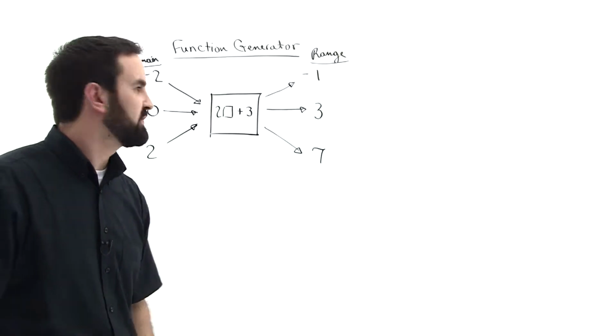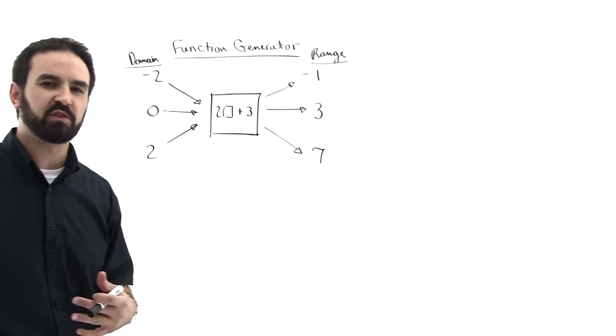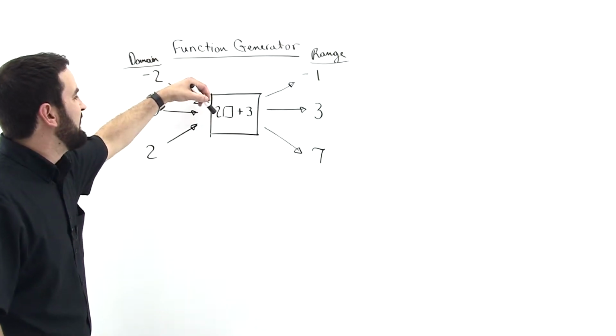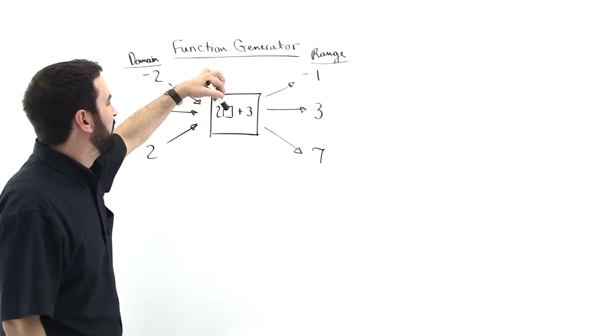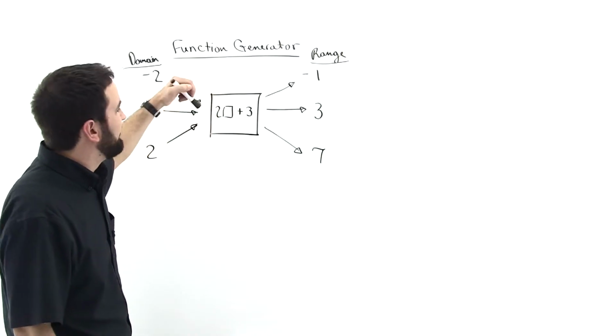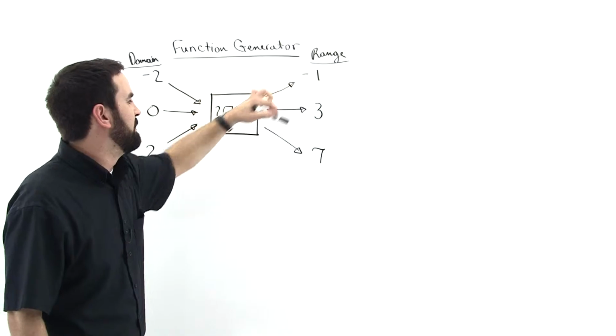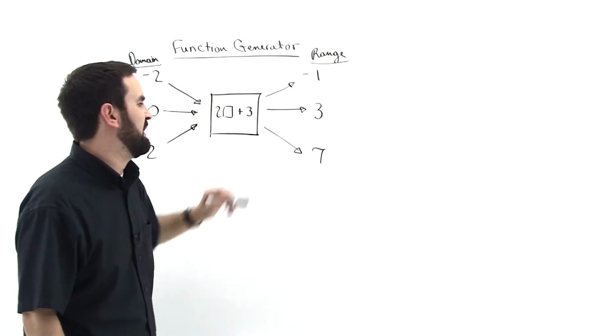Previously we considered this function generator when we were describing what a function was. We said that a number would go in, and then the function would operate on it and chew it up and then send another number out. This number would go in and send a number out. This number would go in and send a number out.